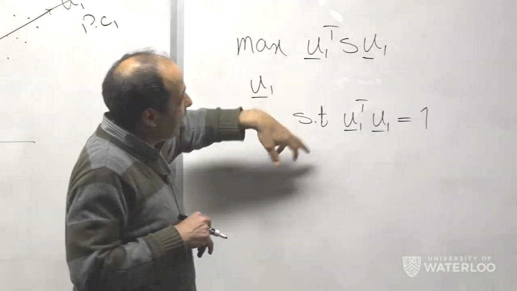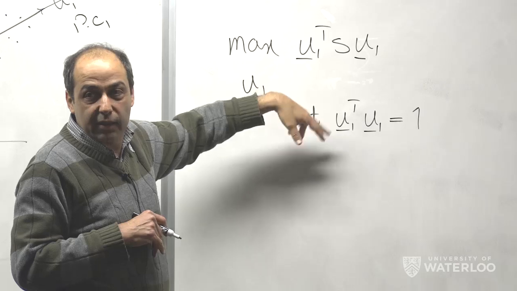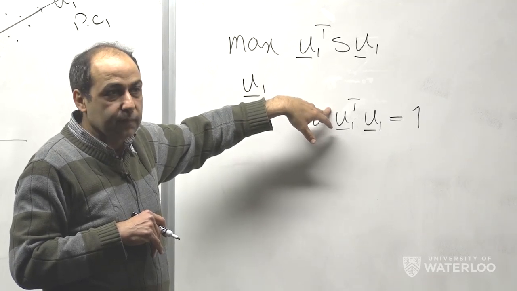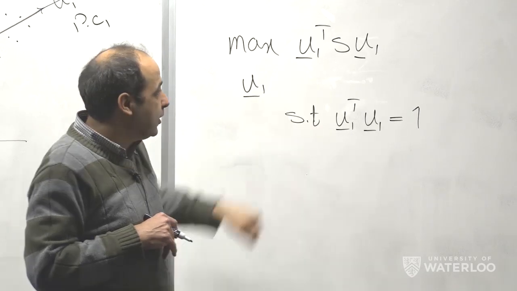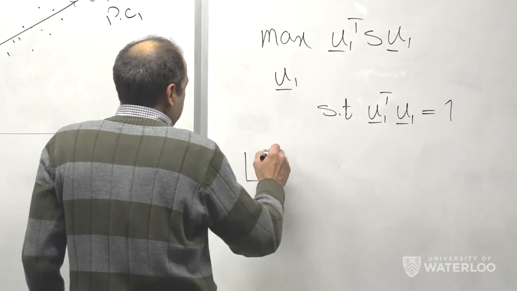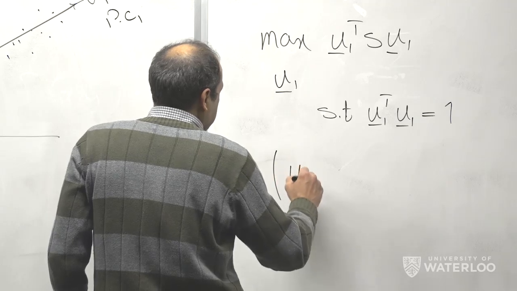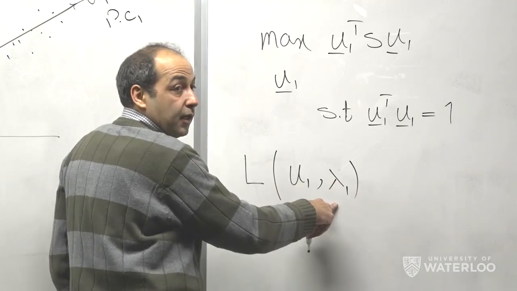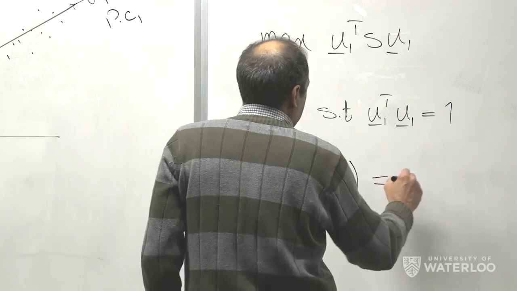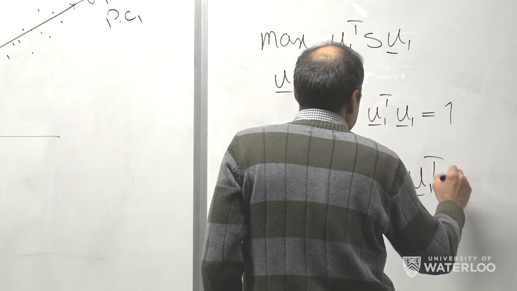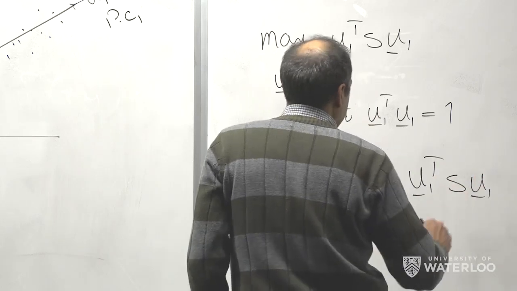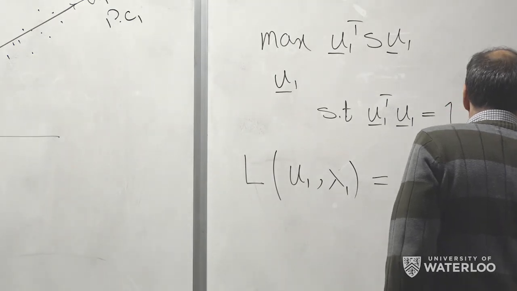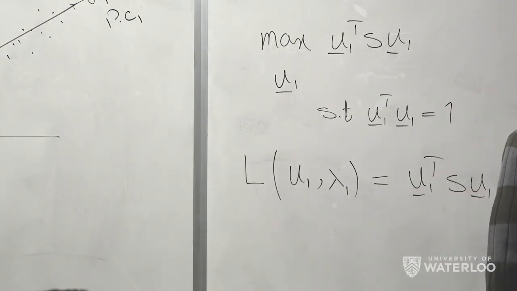So you have a constrained optimization problem. How do you tackle this problem now? Yes? Do a Lagrange multiplier, yes. So I will write a Lagrangian, which is based on my prior, and a dual variable lambda, and it's going to be u1 transpose S u1 minus lambda 1 times u1 transpose u1 minus 1.